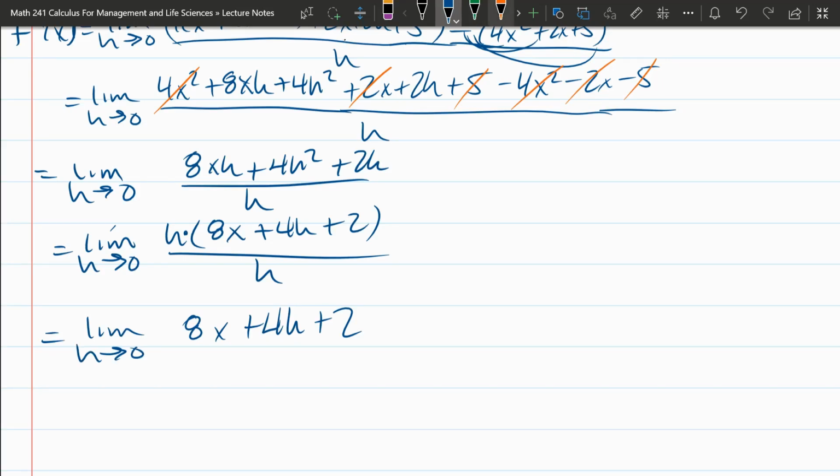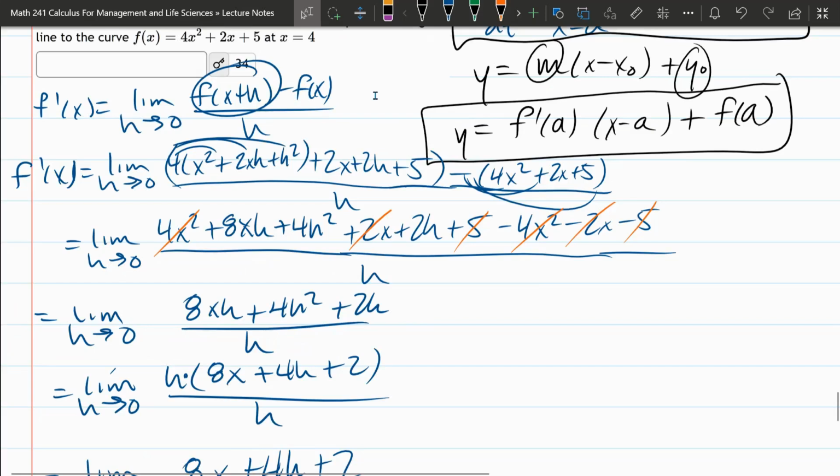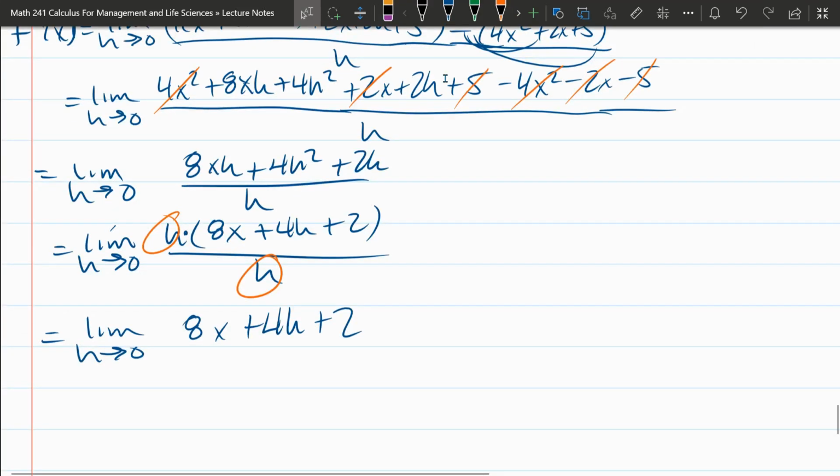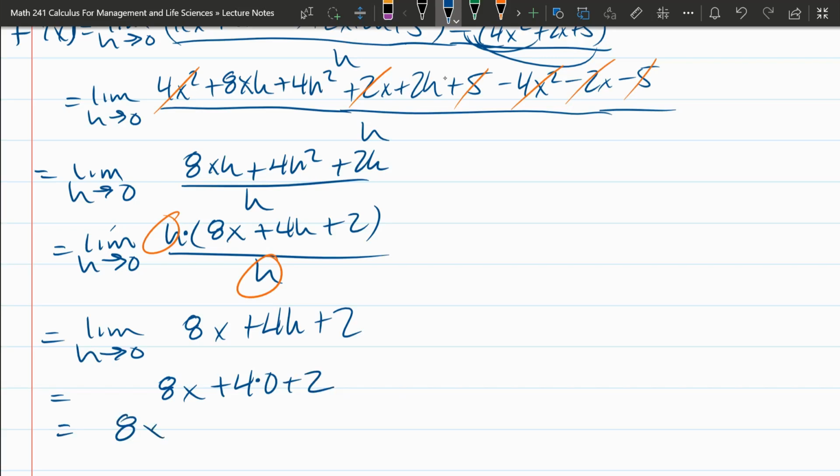And remember, when you're using the definition of derivative, your entire goal is to cancel out that denominator h using algebra. We finally just knocked this h out with that h, and we're ready to plug in the limit value. So h is 0, 4 times 0 plus 2, 8x plus 2. All right, so that is f prime of x.